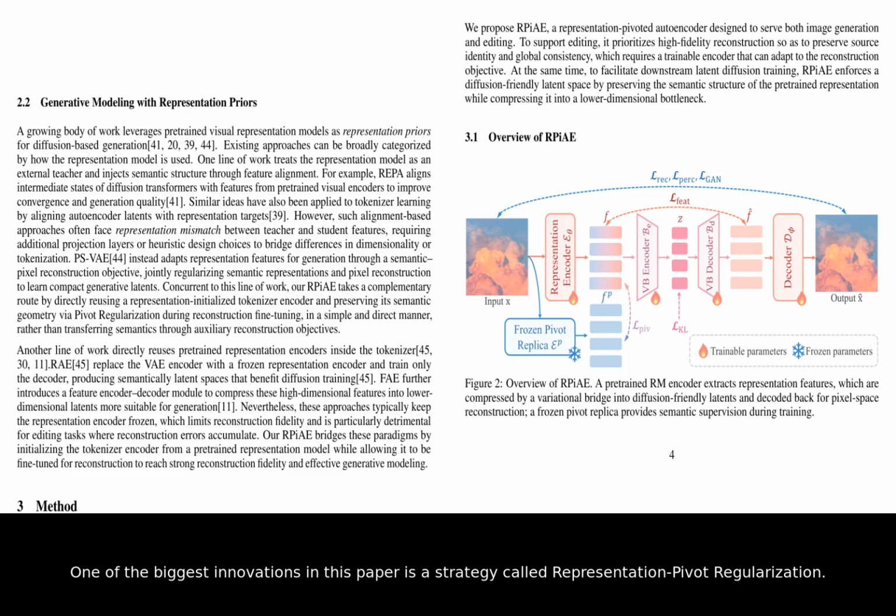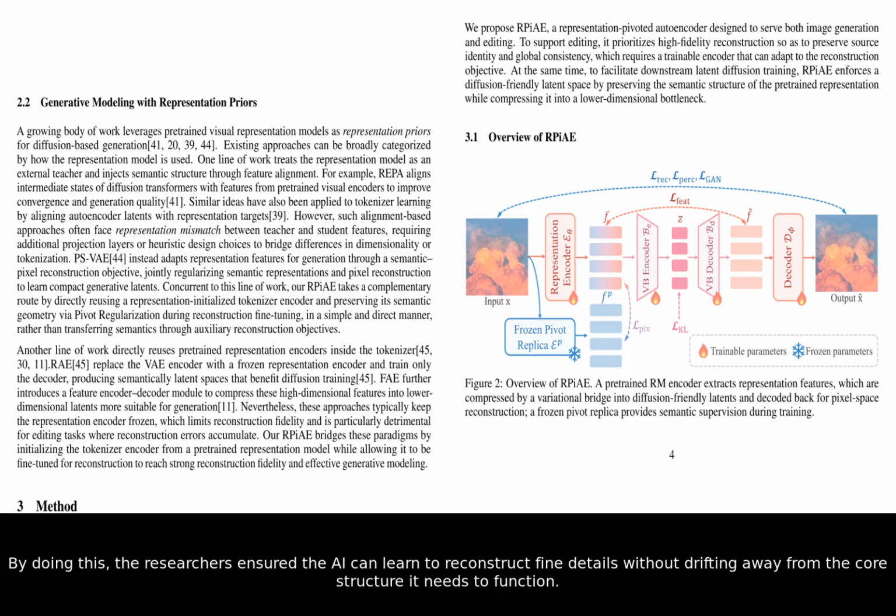One of the biggest innovations in this paper is a strategy called representation-pivot regularization. This keeps a frozen pivot version of the encoder as a reference during training. By doing this, the researchers ensured the AI can learn to reconstruct fine details without drifting away from the core structure it needs to function.